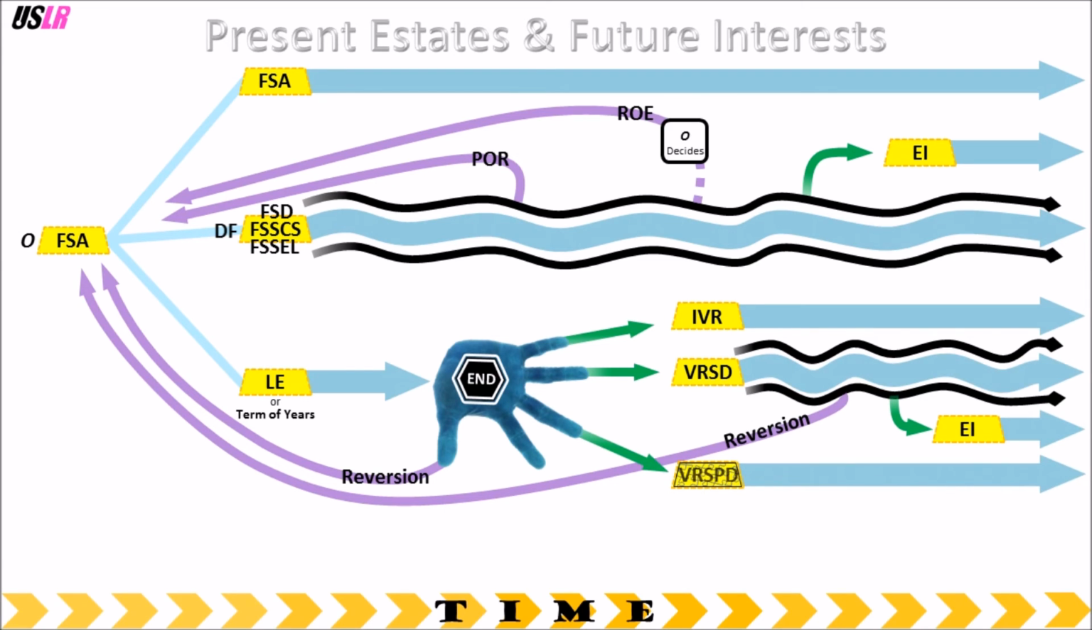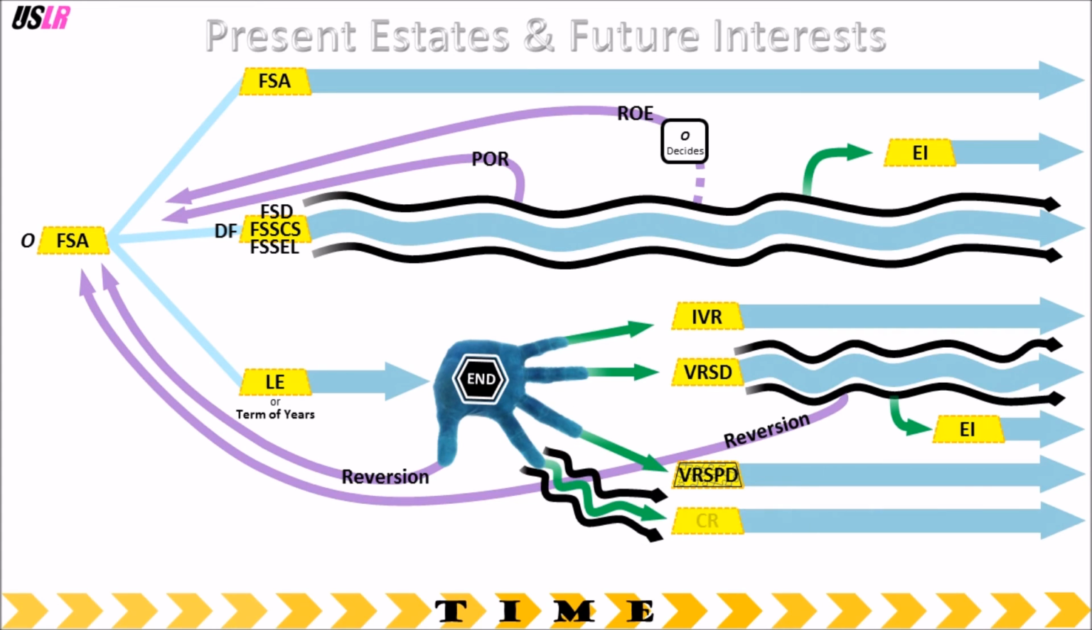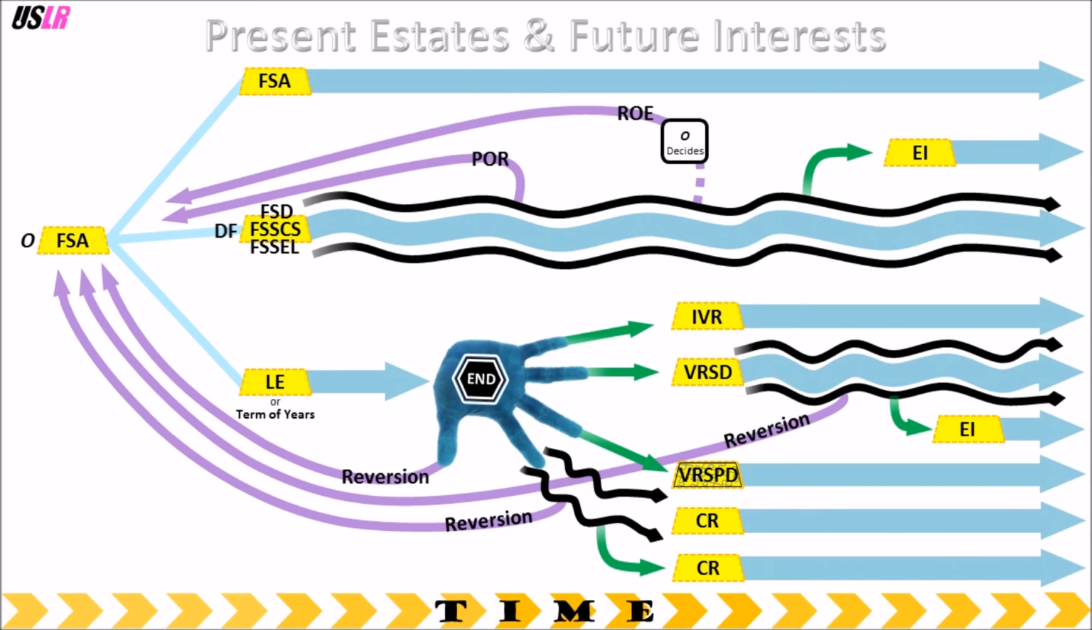This is called a vested remainder subject to partial divestment, and it can go to someone else with a condition, called a contingent remainder, where if the condition is triggered, then the land could go back to O as a reversion, or the land could go to someone new as a contingent remainder.